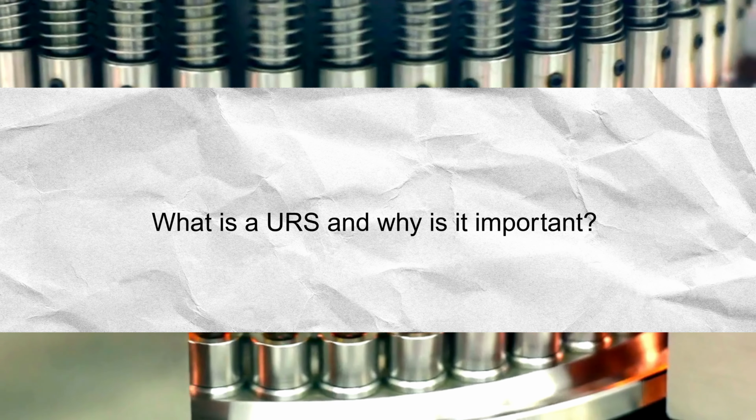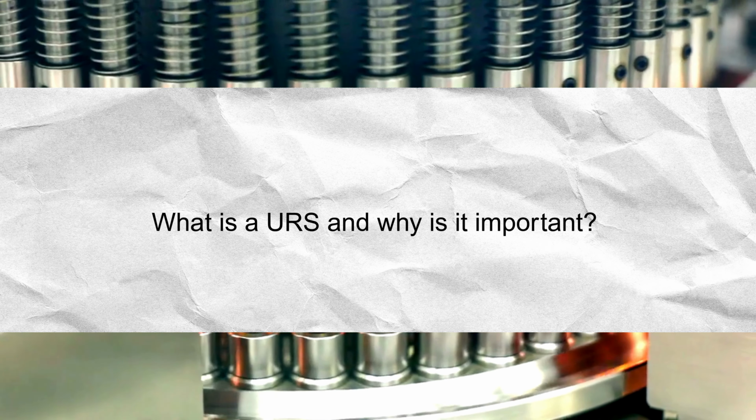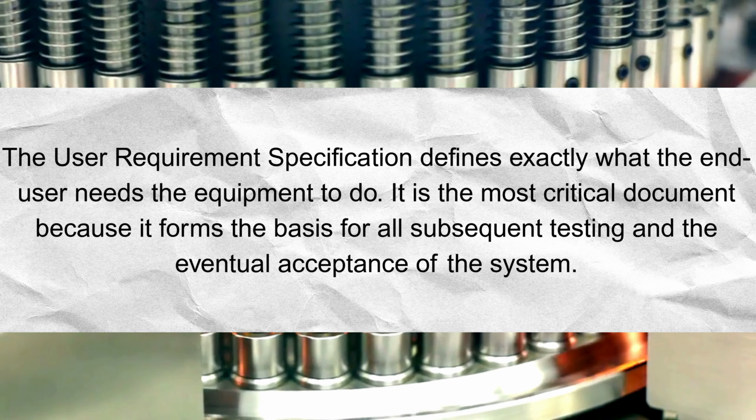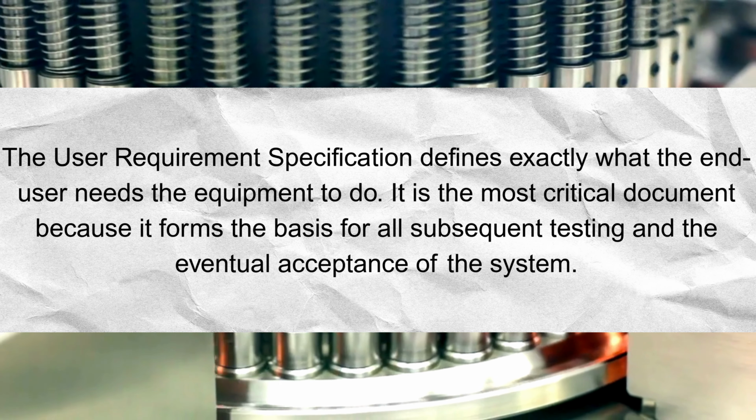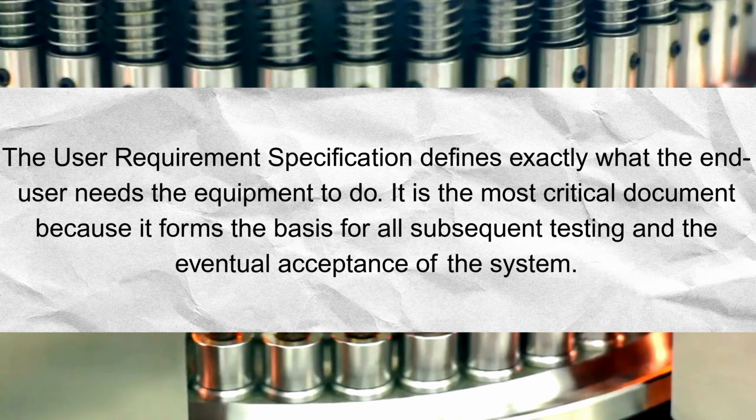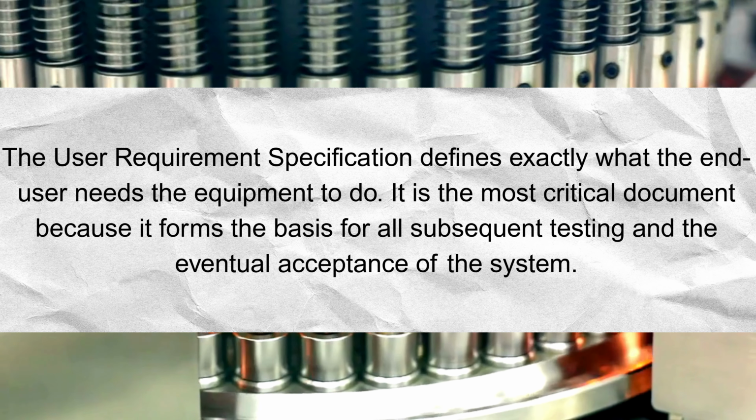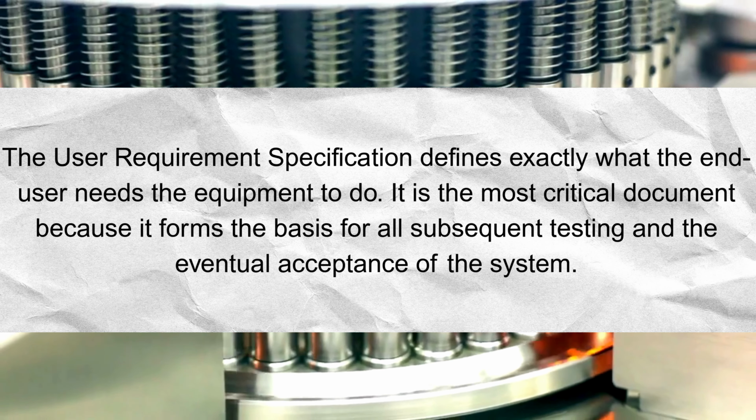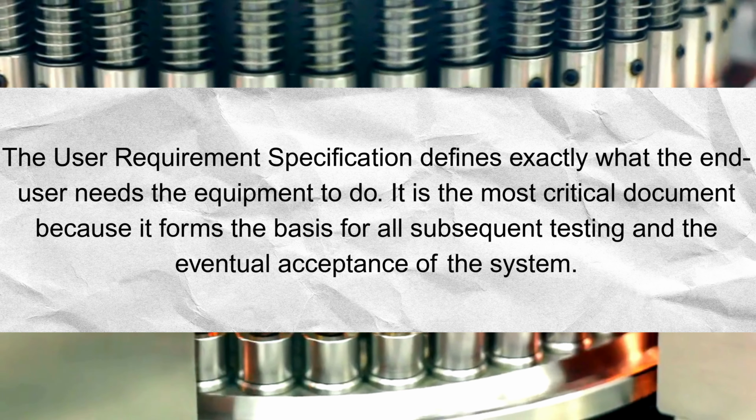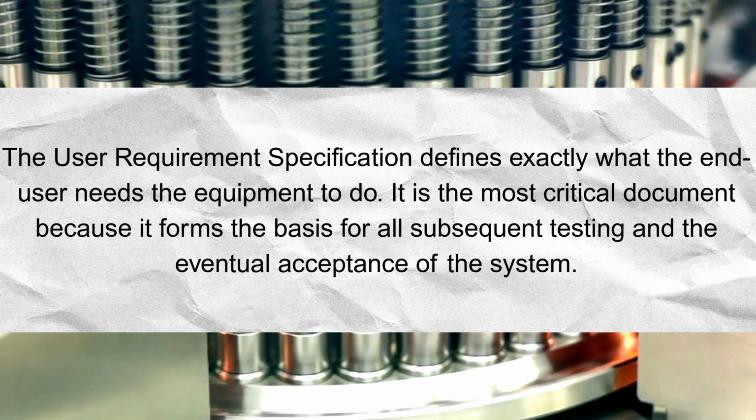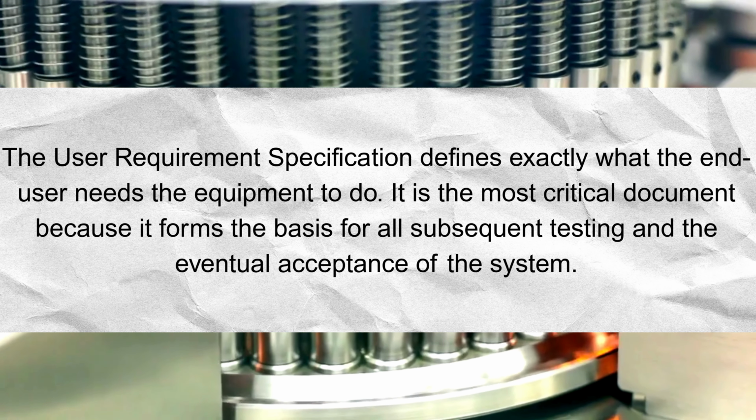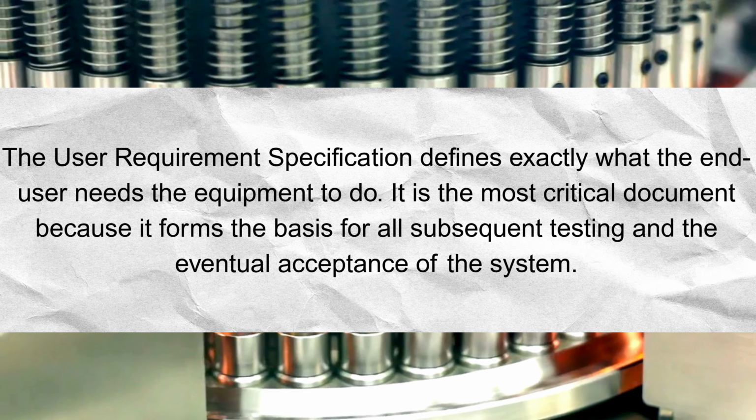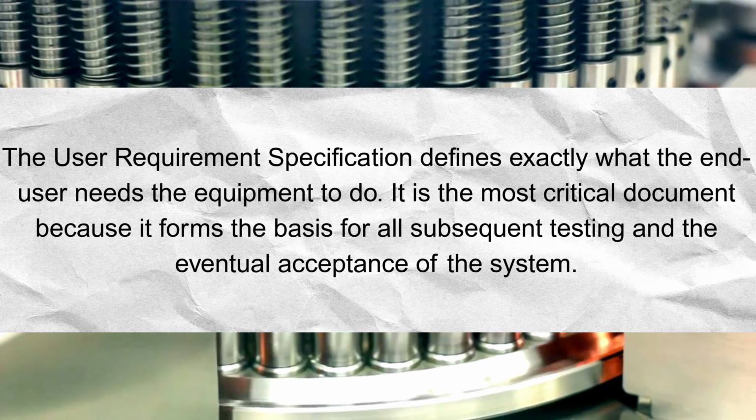Number 3. What is a URS and why is it important? The User Requirement Specification, or URS, is a formal document that defines exactly what the end user needs the equipment or system to do. It includes requirements for capacity, speed, safety, and compliance. It is considered the most critical document in the CQV cycle because it serves as the benchmark for all future testing. If a requirement isn't in the URS, it won't be officially validated.